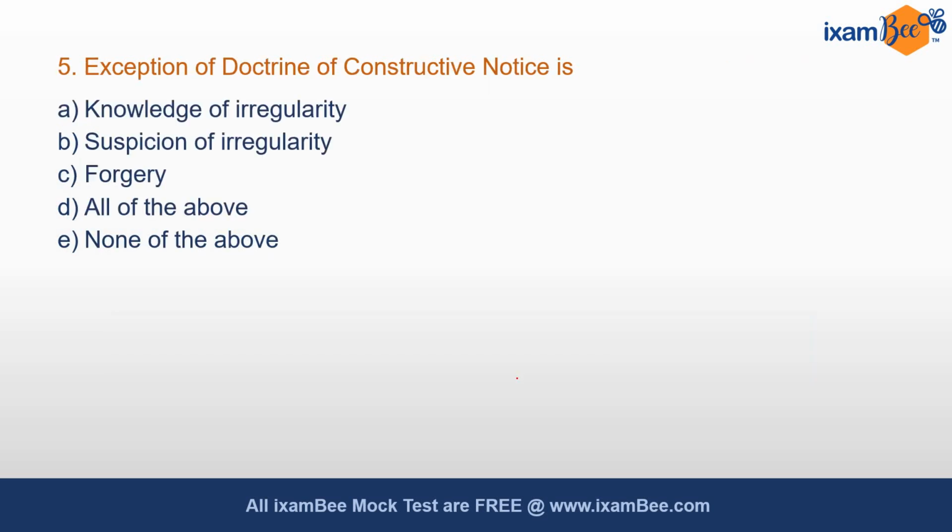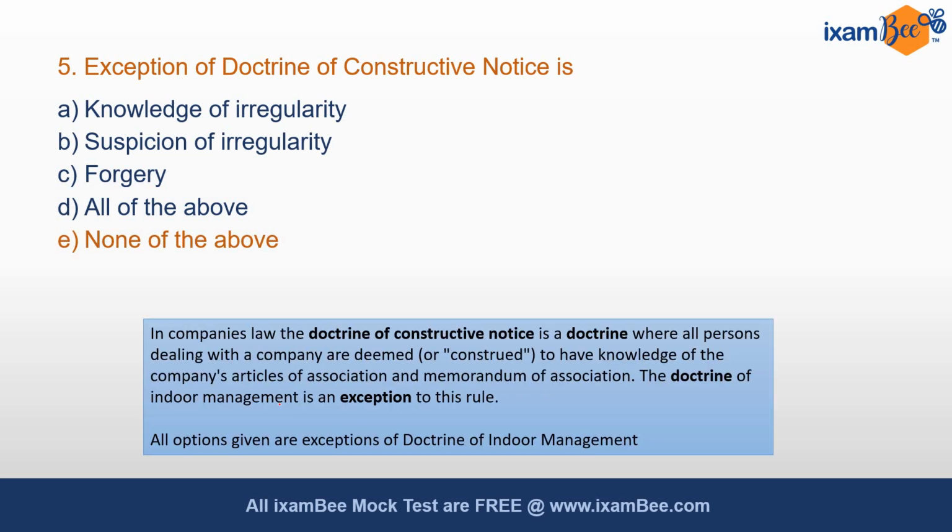Question number 5 is, exception of Doctrine of Constructive Notice is. So which of the following is an exception to Doctrine of Constructive Notice? The correct answer is E, none of the above. Let's understand this by the explanation. In companies law, the Doctrine of Constructive Notice is a doctrine where all the persons dealing with the company are deemed or construed to have knowledge of the company's articles of association and memorandum of association.